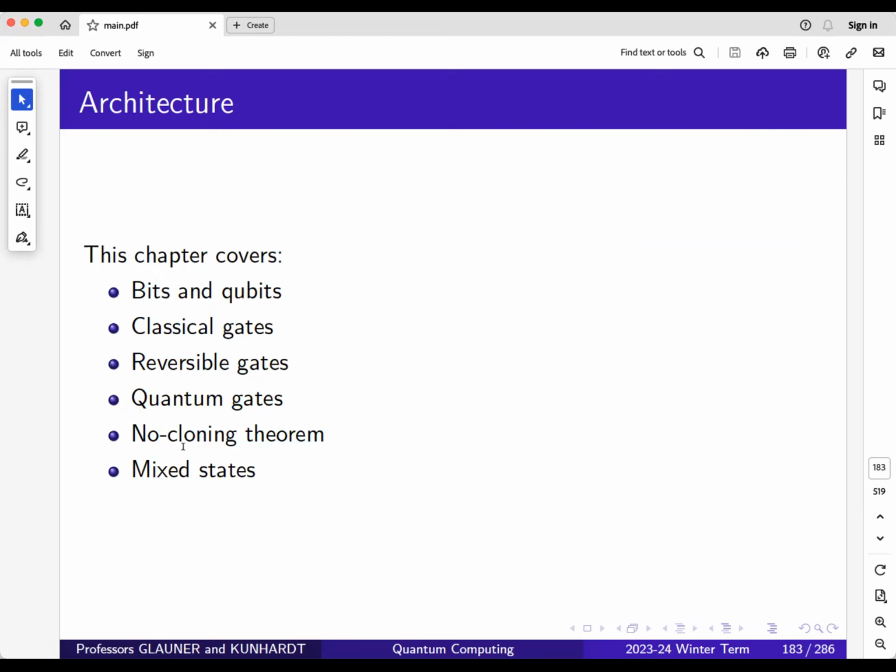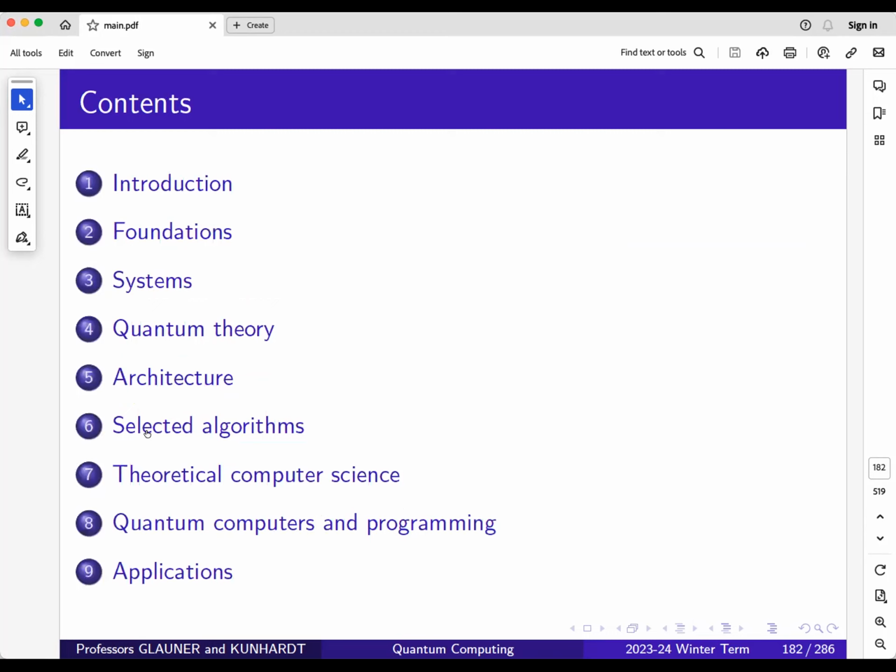And then we have all the building blocks to build quantum algorithms. There are a few things we will still look at the end, like the mixed states and the no cloning theorem. But once we're at the quantum gates, we have all the building blocks to build quantum algorithms. That means one of the following chapters will be quantum algorithms.